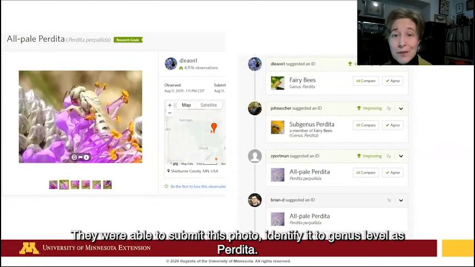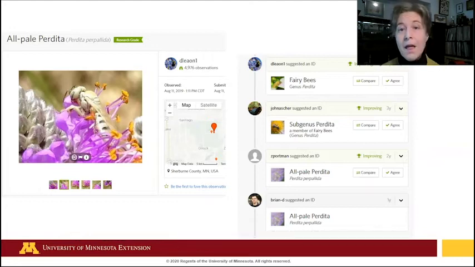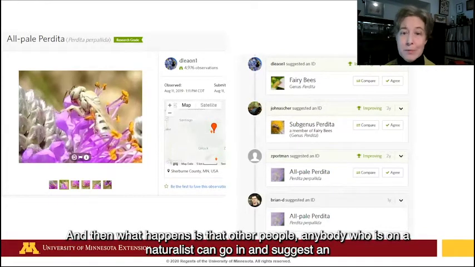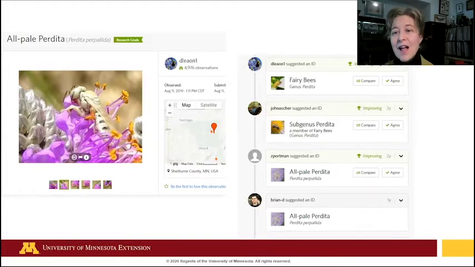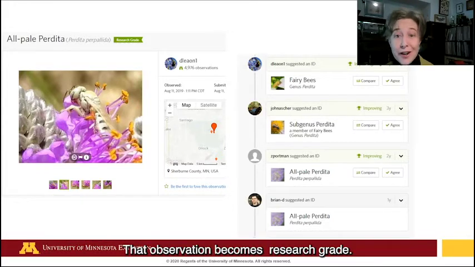They were able to submit this photo, identify it to genus level, it's a Perdita bee, and then what happens is that other people, anybody who's on iNaturalist, can go in and suggest an identification. When there are 2 or more identifiers that agree on the species and there's no conflicting ideas, that observation becomes research grade.